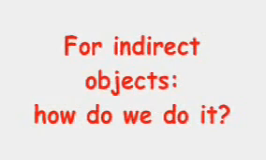For indirect objects, how do we do it? Here's an example. Ke mo isitse ko go ene, I took him or her to him. Or it can be, I took her to him, I took him to her, whichever way.